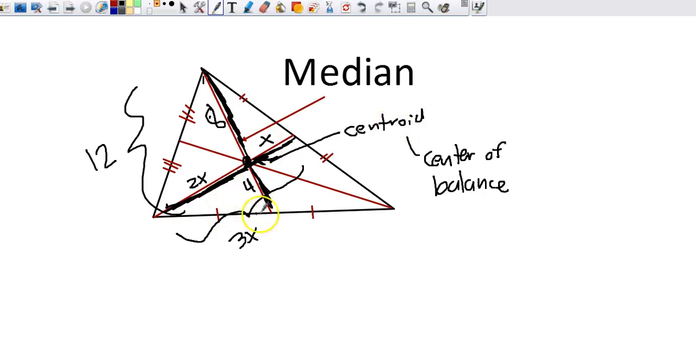Of course, remember that medians intersect at the vertex and the midpoint of the opposite side. So these two segments are the same length as well. All right, moving on, doing a different example. Let's talk about angle bisectors.